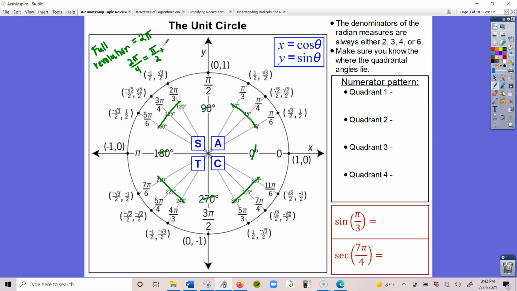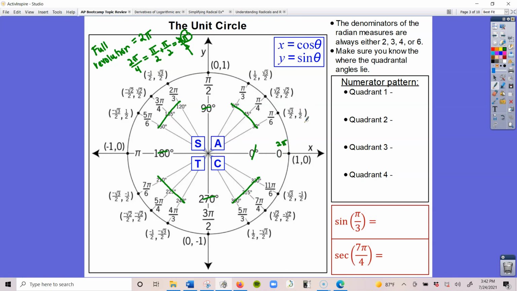If you add another pi over 2, you get 2 pi over 2, which gives you pi. So that's why when you do another 90 degrees, or when you move to the next quadrant, that's why here it's pi. And if you add another pi over 2, you get 3 pi over 2. Add another pi over 2, you get 2 pi. So right here at the positive x-axis, this is both 0 and 2 pi.